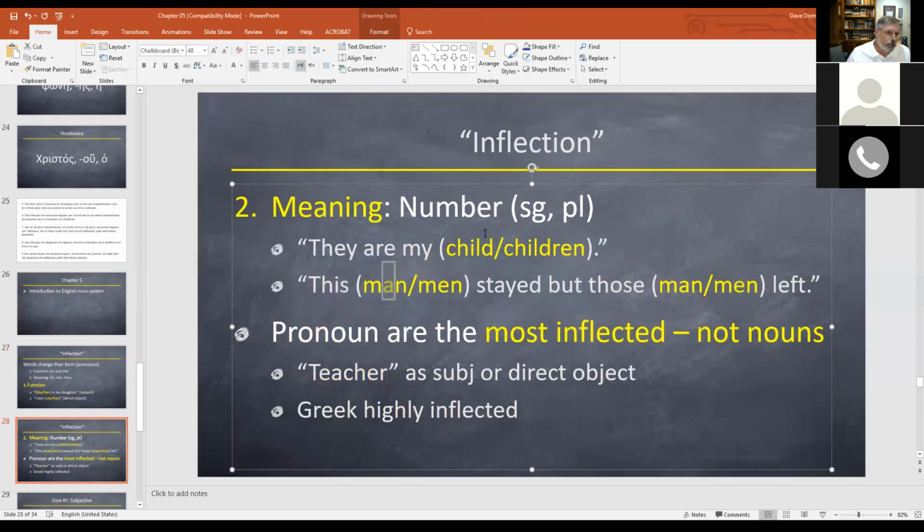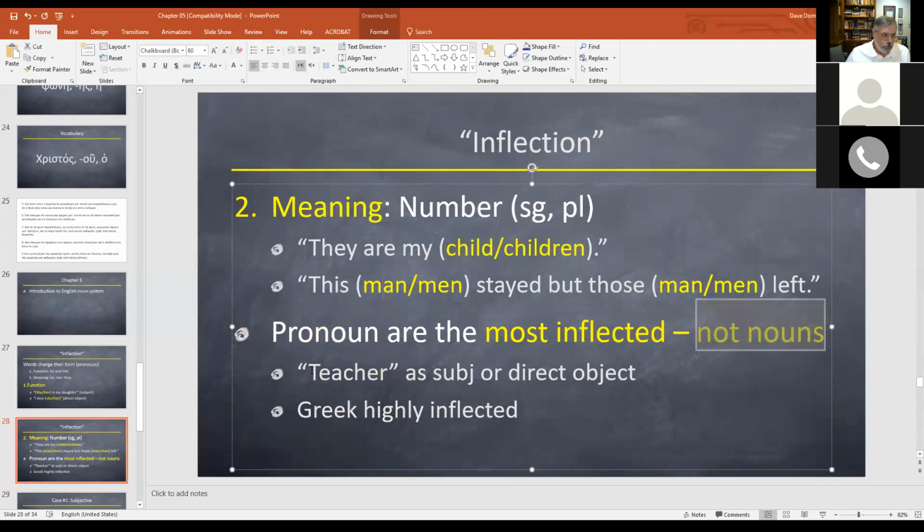And so even in English, our inflection helps to work in agreement with other parts of the sentence. And they define the meaning, either singular or plural. It's singular man or plural men over here. Pronouns are the most inflected things we have in English. Nouns in English are normally, there are exceptions, but normally nouns in English are not inflected.